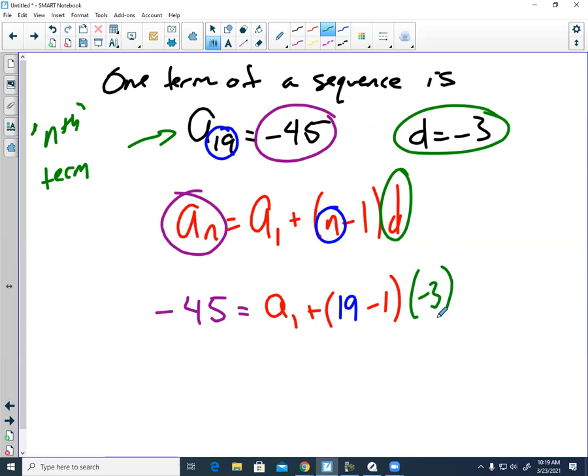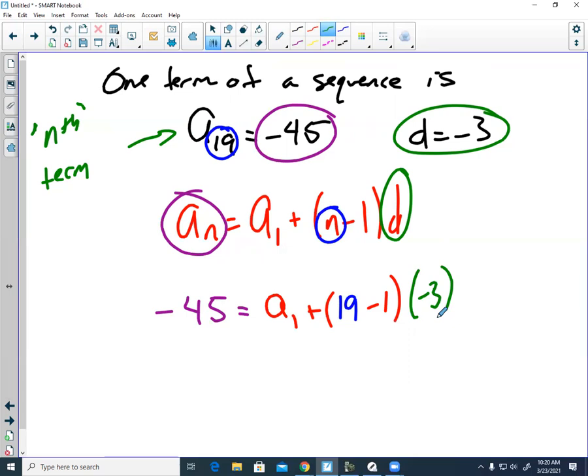Right. So now I'm just going to solve this for whatever A1 is. And once I solve for what A1 is, I can go back and plug it into my original equation. So now I'm going to go through and multiply everything. Because my 19th term is -45, when I plug 19 into this equation, it would produce -45 because that is the 19th term.